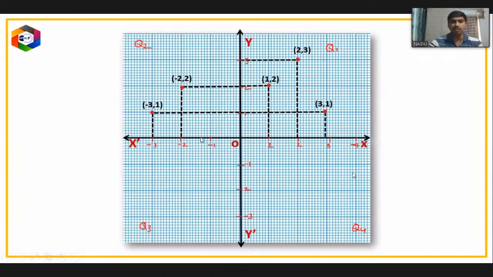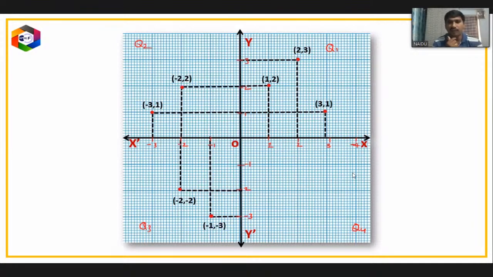Now I'm going to verify quadrant 3. Let us check for some points in quadrant 3. In quadrant 3, one point is located here. This point is negative 2 units from the y-axis, negative 2 units from the x-axis. The point can be named as (-2, -2). Now this point, if you observe, is negative 1 unit from the y-axis and negative 3 units from the x-axis. So (-1, -3).